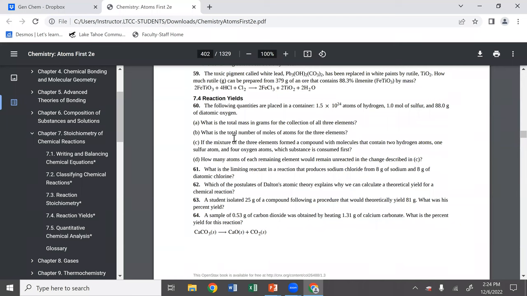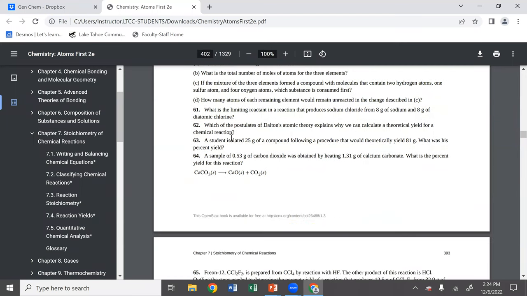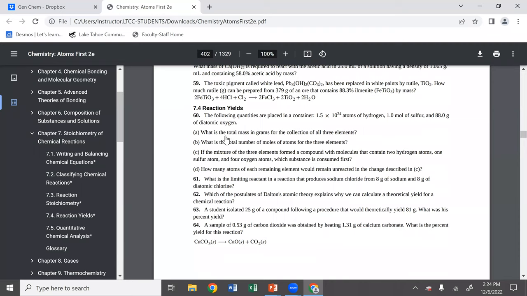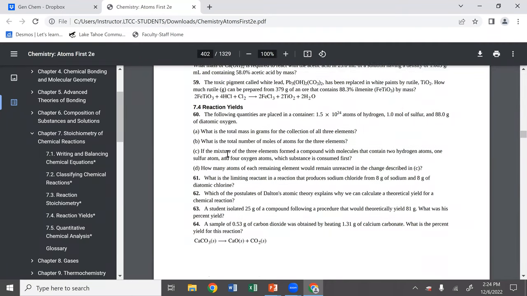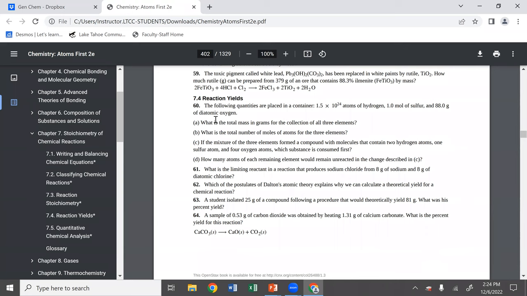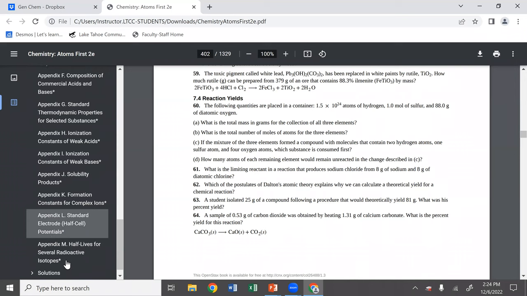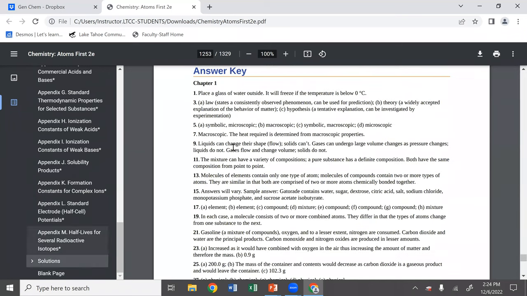And I don't actually know if the solutions manual is freely available, but at the very least, if you want to know if you did the questions right, it does have solutions in the back, at least for the odd ones, and that can help you work through them if you want to double check your answers. So you have lots of practice problems if you want them.